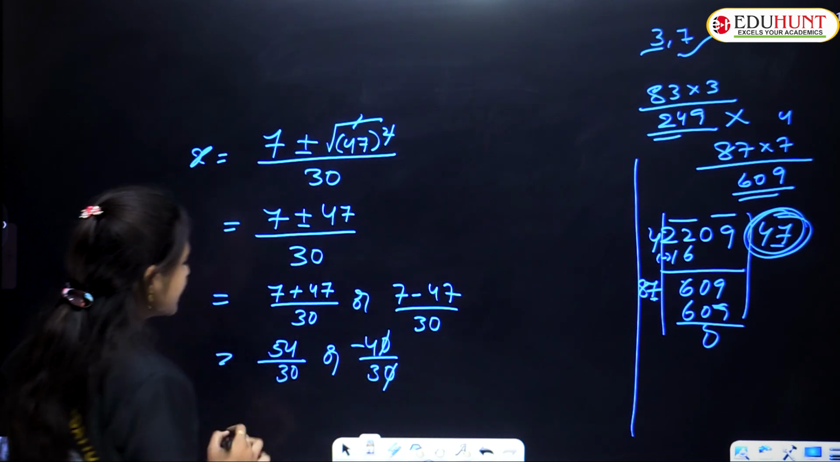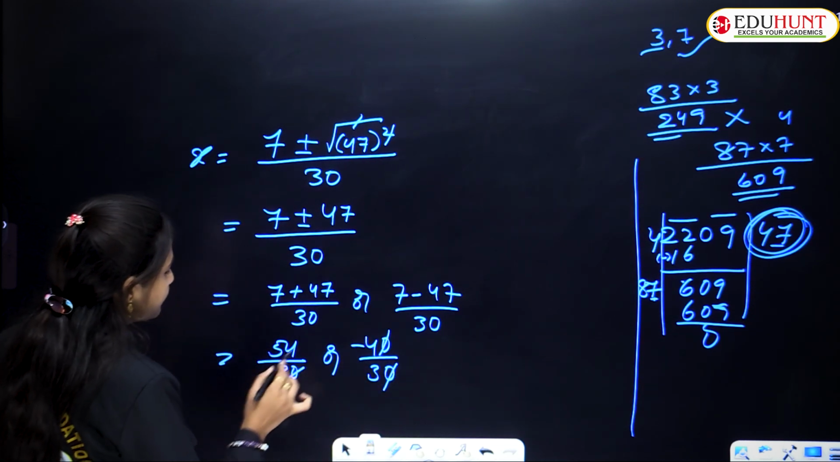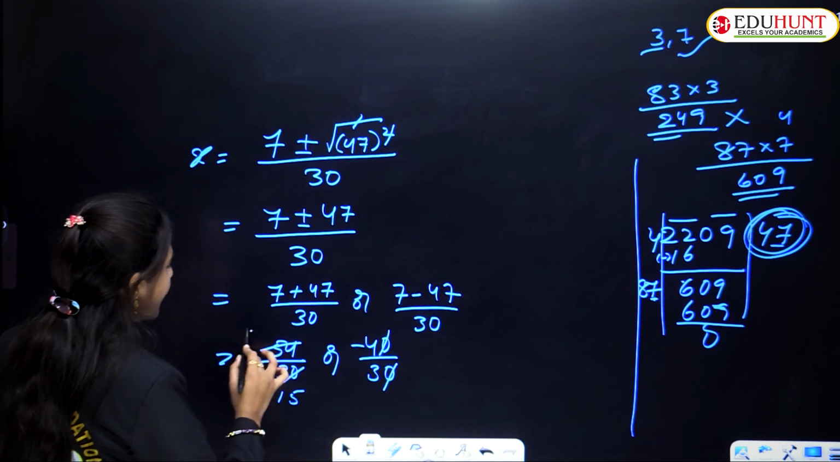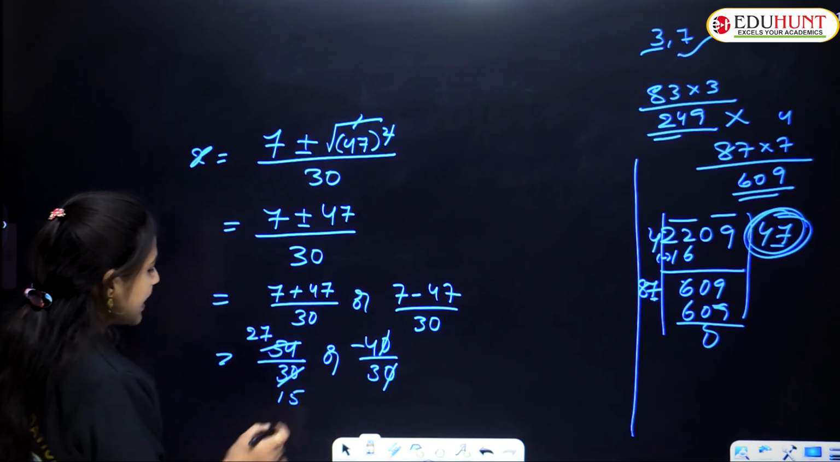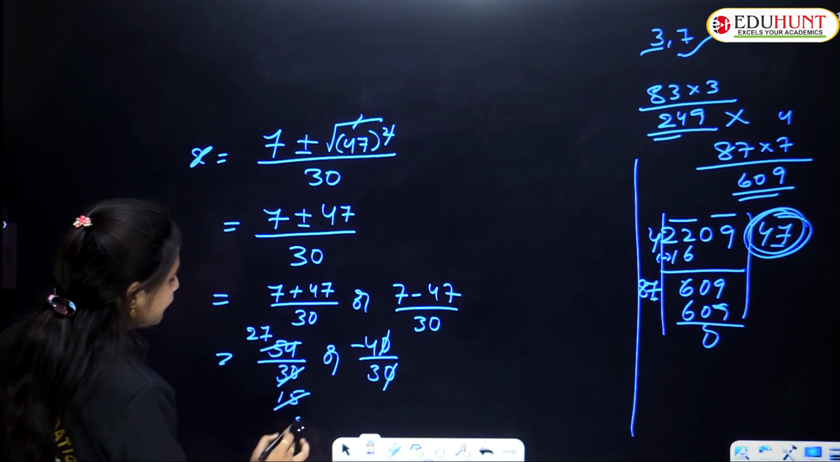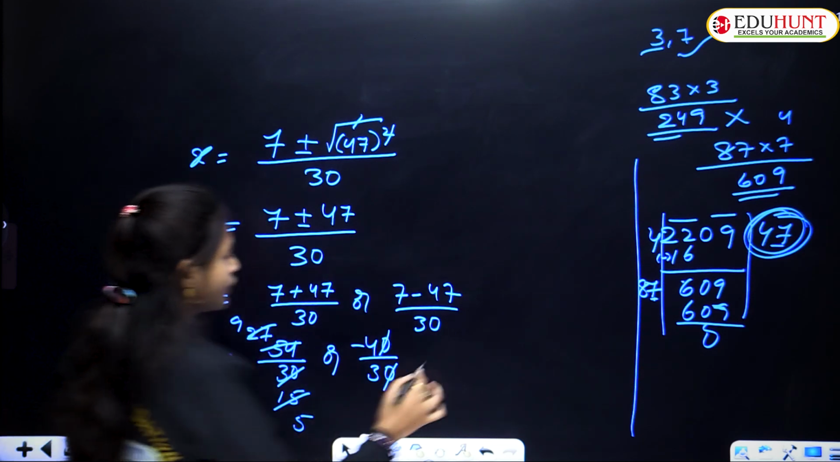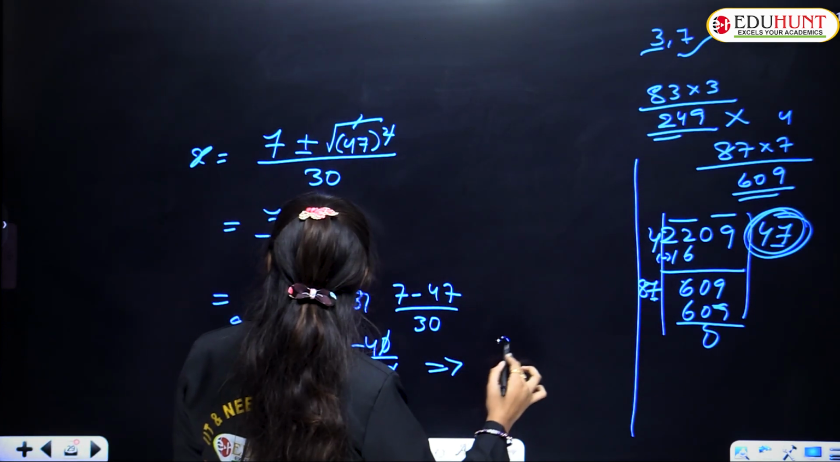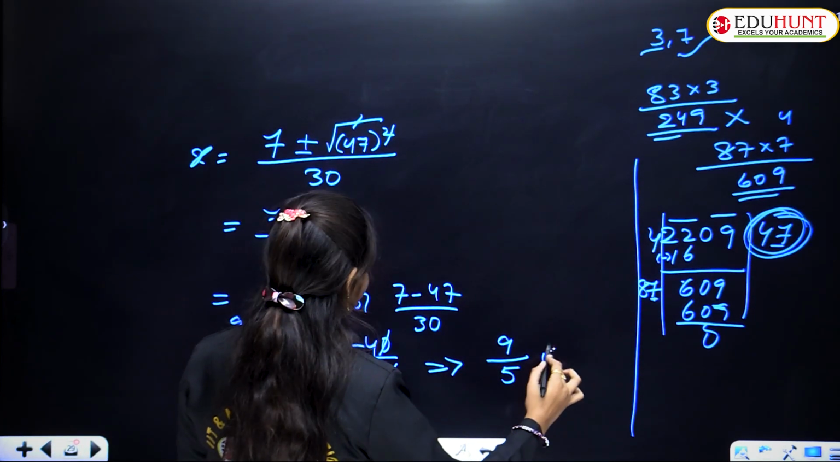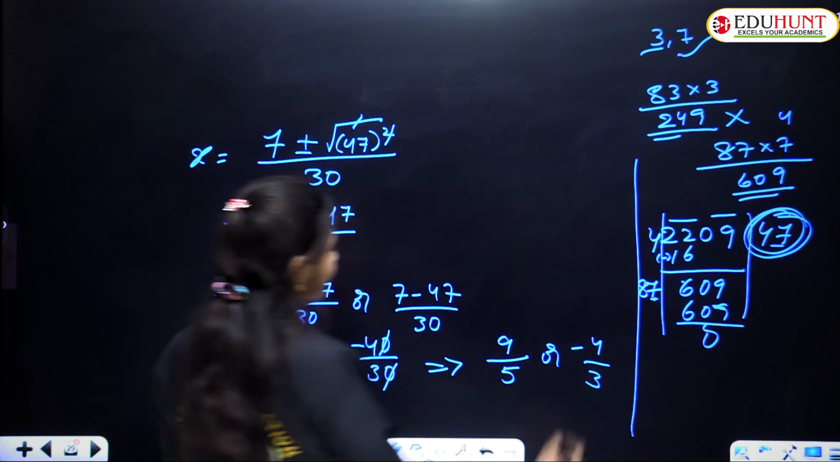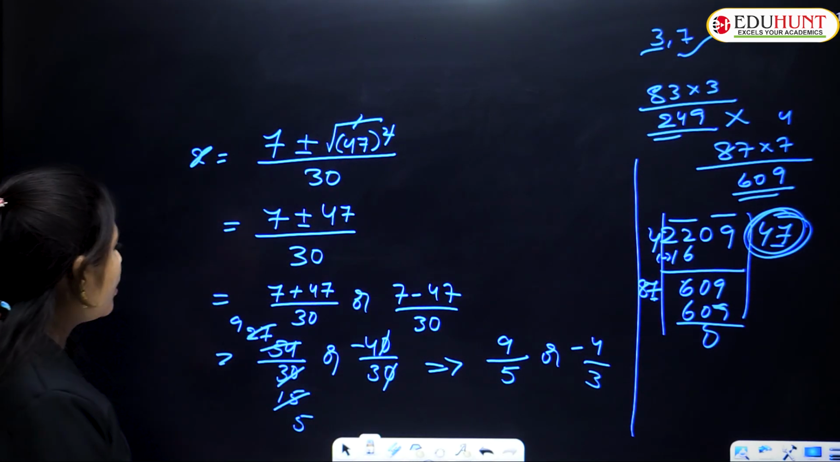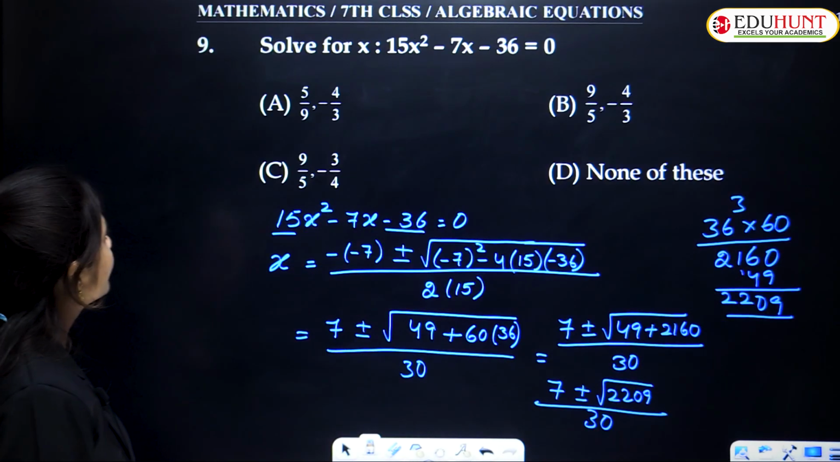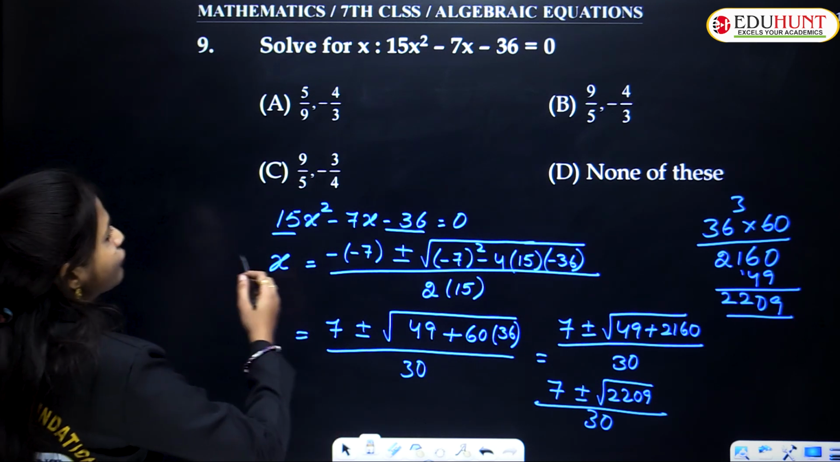So 0 and 0 get cancelled, and come to this one. Here 2 fifteens and 2 twenty-sevens. Again cancelling by 3, 3 fives, 3 nines. So finally we are having 9 by 5 or minus 4 by 3. 9 by 5 or minus 4 by 3. Which option? Minus 4 by 3.